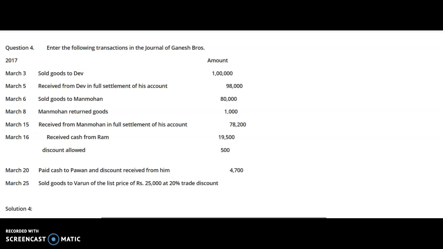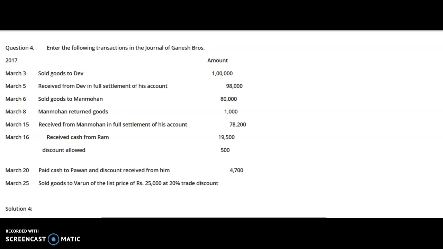Coming to the statement: enter the following transactions in the journal of Ganesh Brothers. You have been given the date, the transaction, and the amount. First transaction: sold goods to Dev for rupees 1 lakh. Again the same basic rules and steps apply. First step, we have to recognize the account. Second step, we go for the nature of the account. Third step, we recall the principles or rules of debit and credit. And in the last step, we apply those rules with reference to the transaction and record the journal entries.